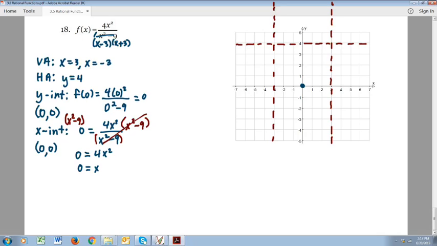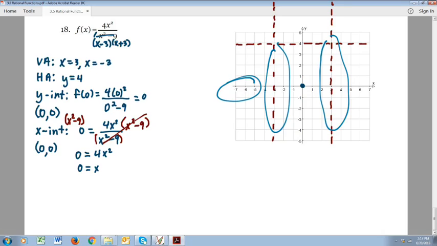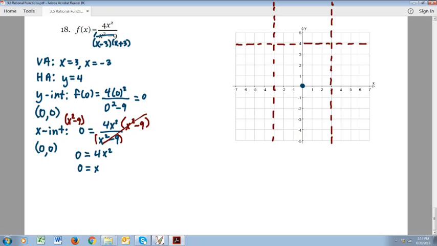Okay, so at this point we have a vertical asymptote here and here. So we want to find out what's going on over here, what's going on in between, and what's going on to the right. So there's basically three regions if you look at the vertical asymptotes. They separate this graph into three regions. So we want to find out what's going on in each region.